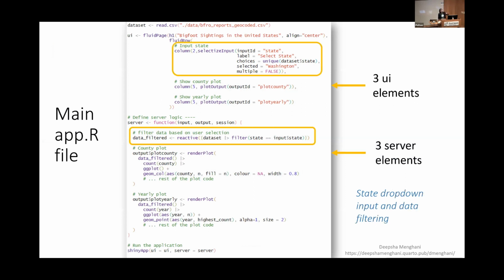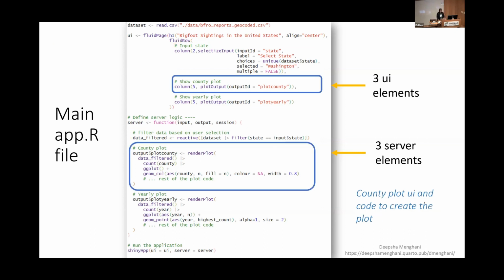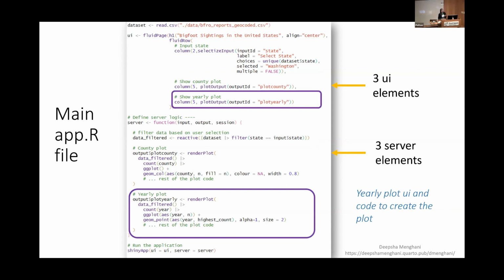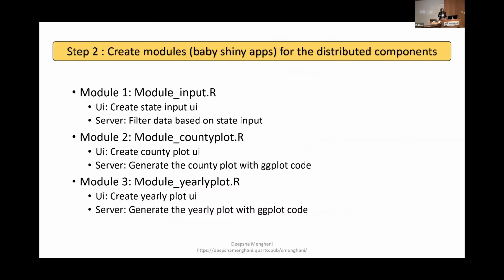The first component was I'm creating a dropdown on the UI, and on the server side, I'm filtering the data. My second component is I'm creating a UI space for my county plot, and on my server side, I'm writing the ggplot2 code for it. And similarly for the yearly plot, the UI and the server side ggplot code for that. Now, those are the three decomposed elements.